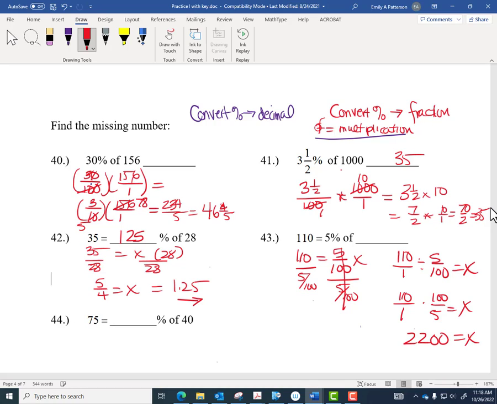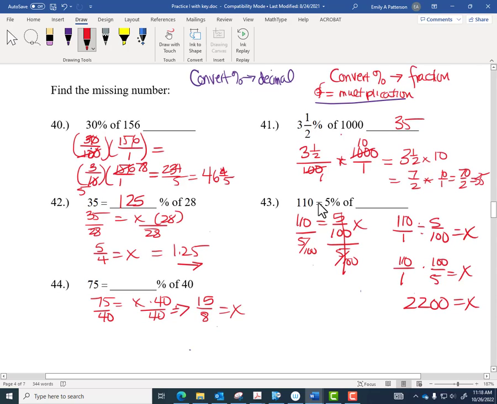Now the final one again, we have 75 is equal to some value times 40, and I'm going to divide both sides by 40 to get x by itself. So over this way, that means that 75 over 40 can divide both top and bottom by 5, so this is 15 over 8. Scroll this a little bit. And then dividing that out, turning it into a decimal, this is 1.875.